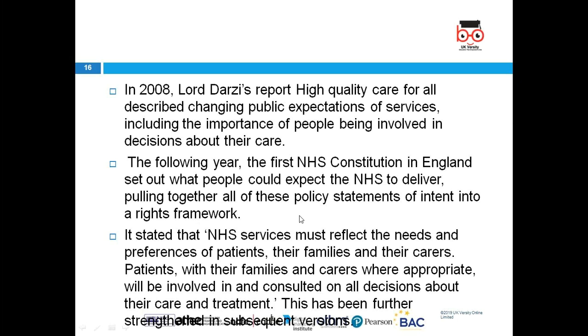So the following year, 2009, the first NHS constitution in England set out what people could expect the NHS to deliver. They pulled all of the policy statements together into a framework. It stated that NHS services must reflect the needs and preferences of patients, their families and carers. Patients with their families and carers, where appropriate, will be involved in and consulted on all decisions about their care and treatment, and this has further been strengthened in subsequent years.